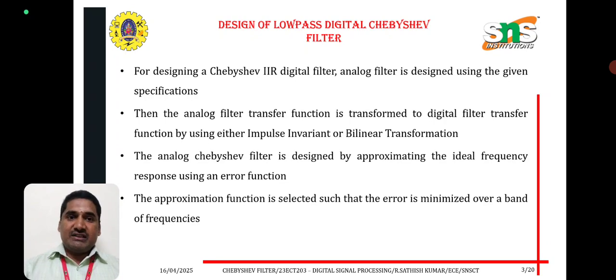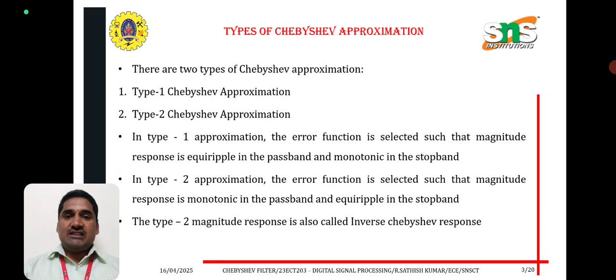The approximation function is selected such that the error is minimized over a band of frequencies. There are two types of Chebyshev approximation, type 1 and type 2. In type 1 approximation, the error function is selected such that the magnitude response is equiripple in the passband and monotonic in the stopband. In type 2 approximation, the error function is selected such that the magnitude response is monotonic in the passband and equiripple in the stopband. The type 2 magnitude response is also called the inverse Chebyshev response.